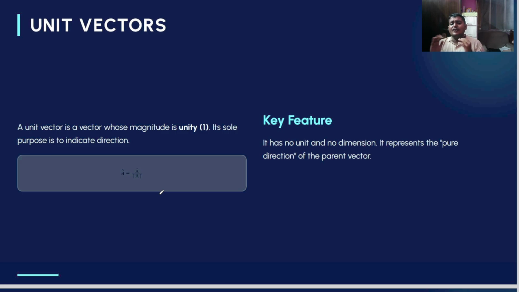The key feature of the unit vector is it has no unit and has no dimension. It represents the pure direction of the parent vector. Meaning it is showing only the directional properties.